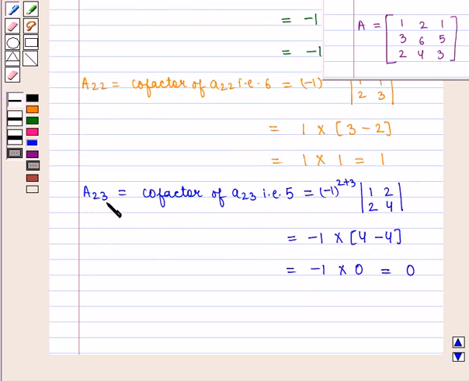Now A23 is equal to the cofactor of a23, that is 5, and is given by (-1)^(2+3) into determinant containing elements 1, 2, 2, 4, which is given by (-1)^5, that is -1, into (4 into 1, that is 4, minus 2 into 2, that is 4), which is 0, and is equal to -1 into 0, that is 0.